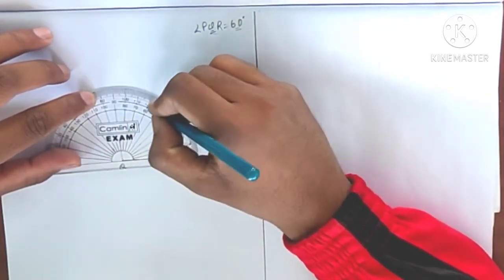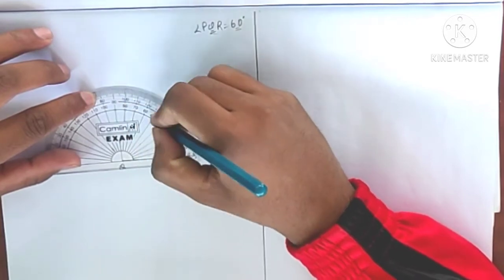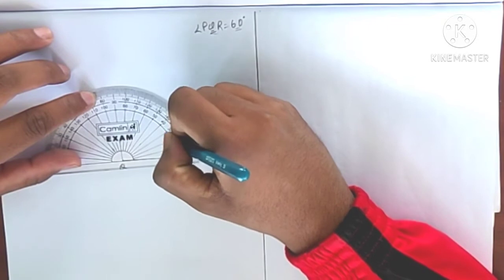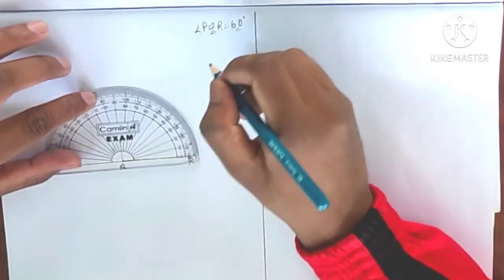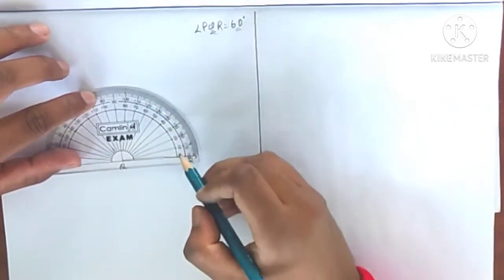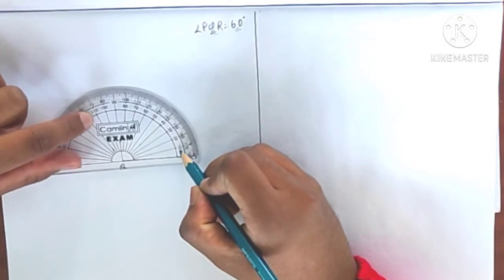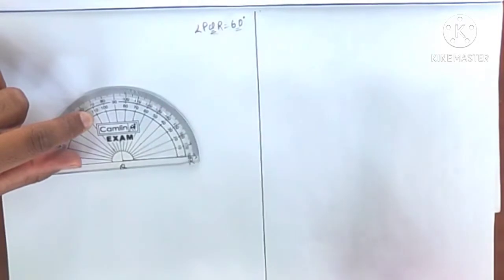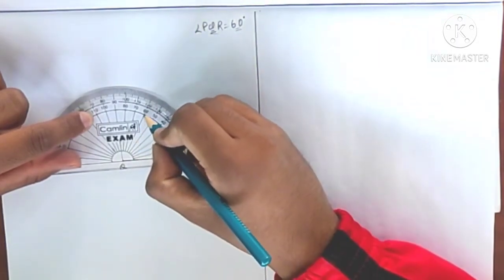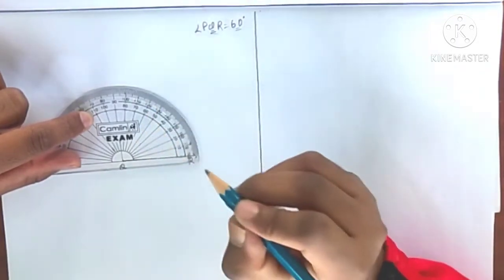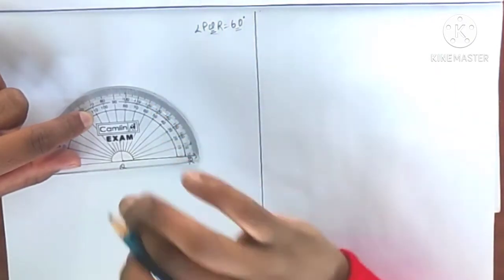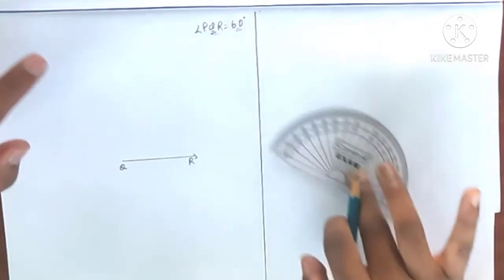This is the outer scale, and this is the inner scale. You have to read the inner scale because we have to go anti-clockwise. So just find it. This is 0 degrees, 10, 20, 30, 40, 50, 60. That means this one is 60, and at 60 we will make a simple dot here. Since we have made the dot, we will remove the protractor from here.